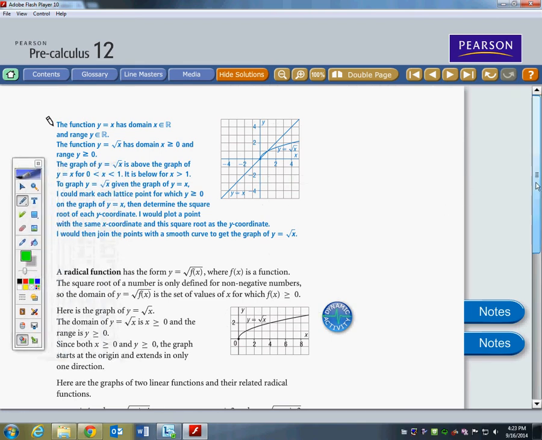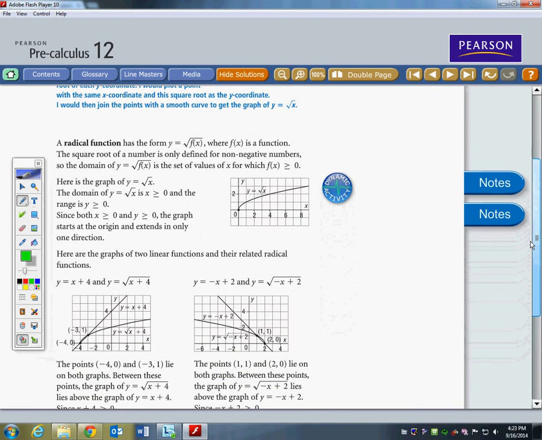Taking a look at the bottom of this page here, there's a couple important things. They're defining now a radical function, not just for y is equal to x and y is equal to the square root of x, but anytime you can do y is equal to the square root of any kind of a function, where f of x is a function. So if you have, here's the original function, y is equal to x plus 4, here is the radical version of that. It's y is equal to the square root of x plus 4. Let's just analyze that one just for a second.